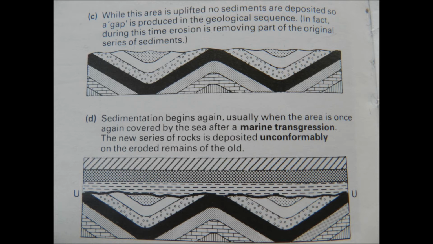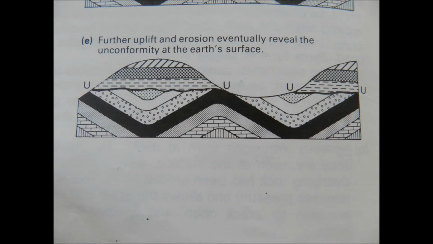So now D. Sedimentation begins again, usually when the area is once again covered by the sea. After a marine transgression, the new series of rocks is deposited unconformably on the eroded remains of the old. And finally E. Further uplift and erosion eventually reveal the unconformity at the Earth's surface.